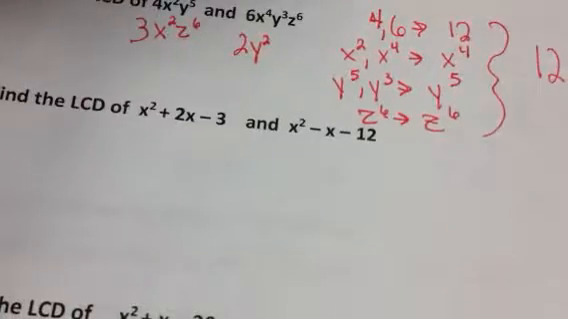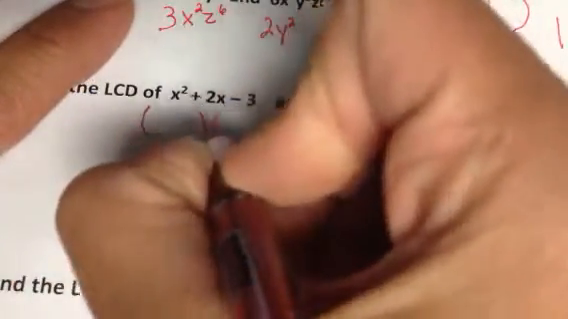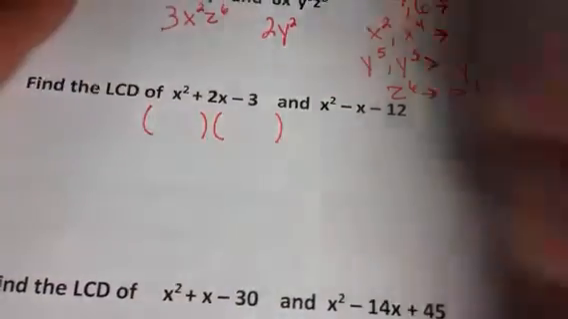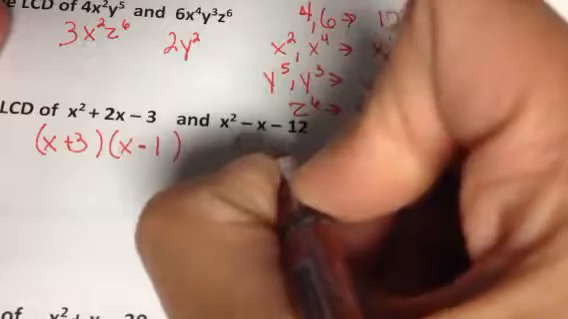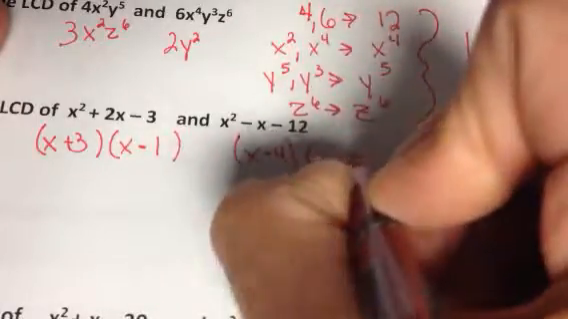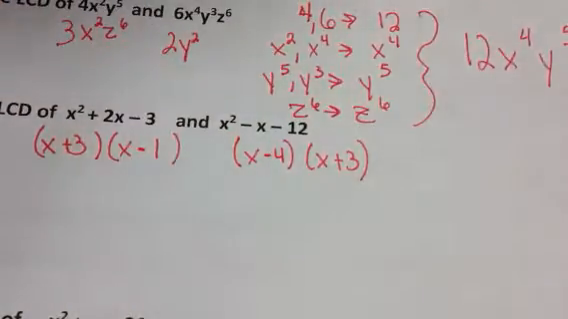Well, what you want to do is factor it. So I'm going to factor this. Again, we should be good at factoring. I'm not going to spend time factoring these simple ones. I'm going to get x plus 3 and x minus 1. And when I factor this one, I'm going to get x minus 4 and x plus 3. So now I'm going to show you this least common denominator table.